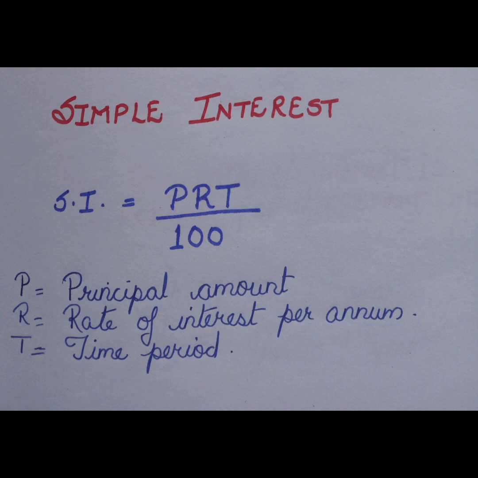Okay, now let's see the simple interest. As I said, simple interest is calculated in the very first year for compound interest. Okay, and when we obtain the principal from next year, the interest is compounded. So the formula for simple interest is PRT upon 100, where P is principal amount, R is rate of interest per annum, and T, as I said, it is time period.